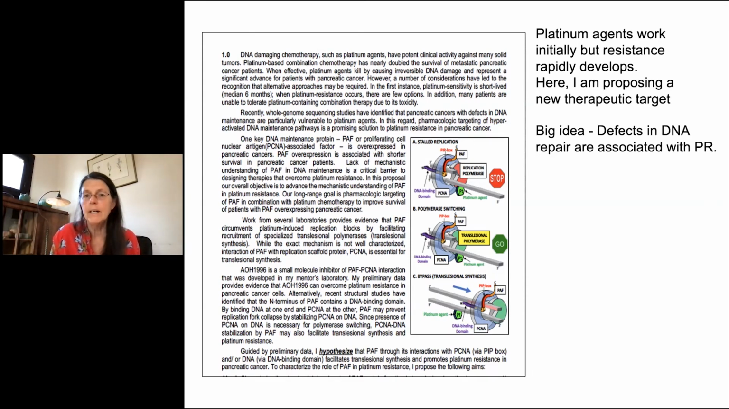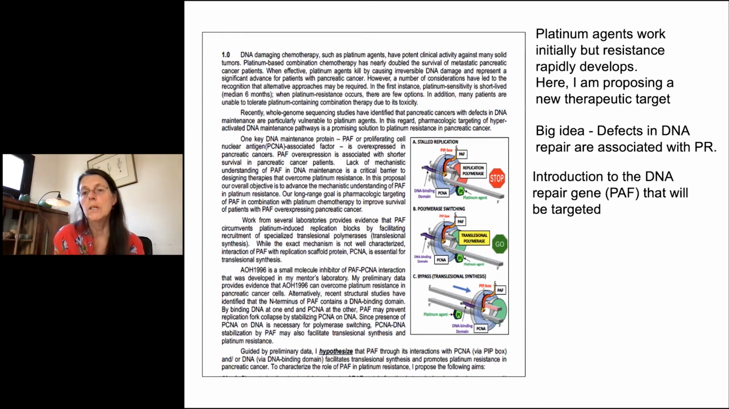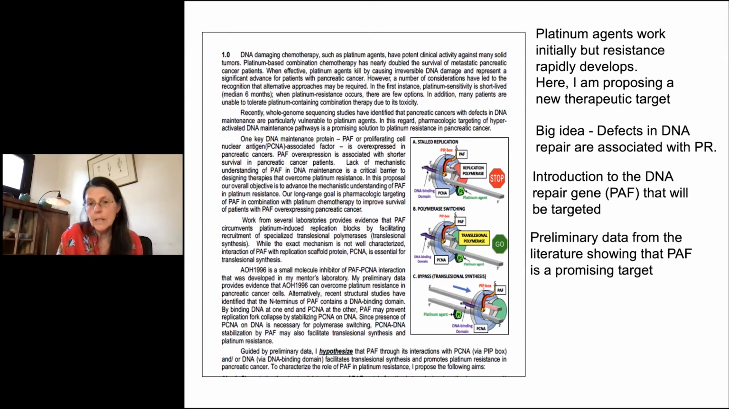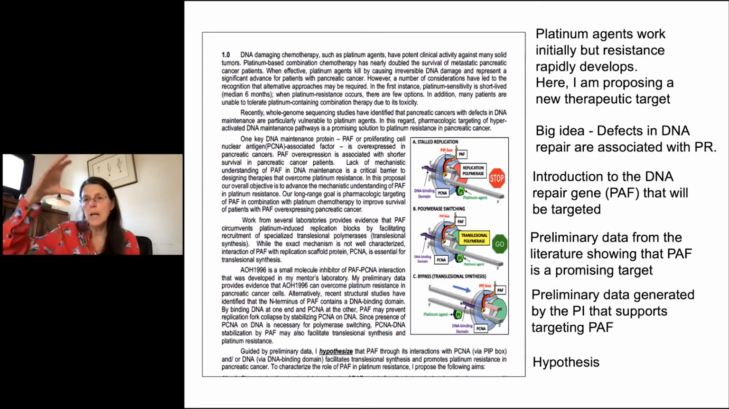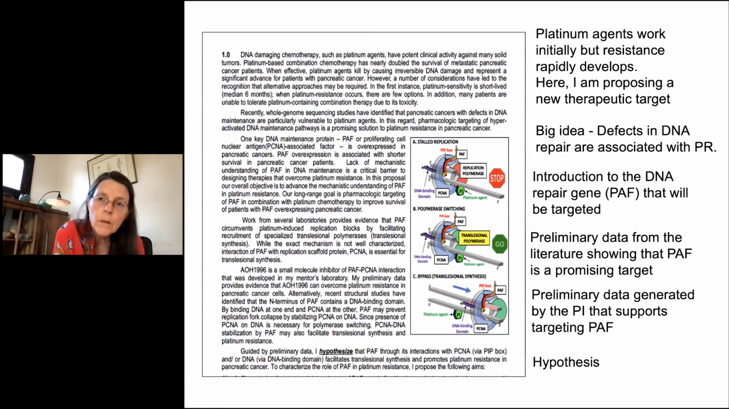Then the big idea: defects in DNA repair are associated with platinum resistance. So that sets the big idea. Then introduction to his DNA repair gene, PAF, that is his love of life. And so information from the literature in general about how this plays a role in DNA repair. Then next, preliminary data from the literature showing that PAF is a promising target. Then his preliminary data, and then his hypothesis, and then you're done. So if you're able to break these things up into sections, it allows you to much better focus your grant.